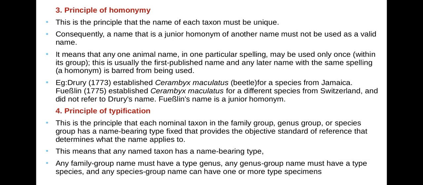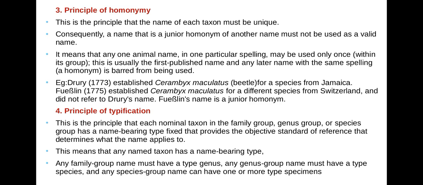Then the principle of homonymy. This is the principle that the name of each taxon must be unique. Consequently, a name that is a junior homonym of another name must not be used as a valid name. It means that any one animal name in one particular spelling may be used only once within its group. It is usually the first published name, and any later name with the same spelling as a homonym is barred from being used.